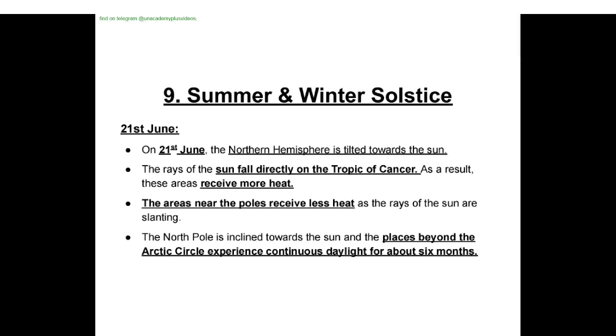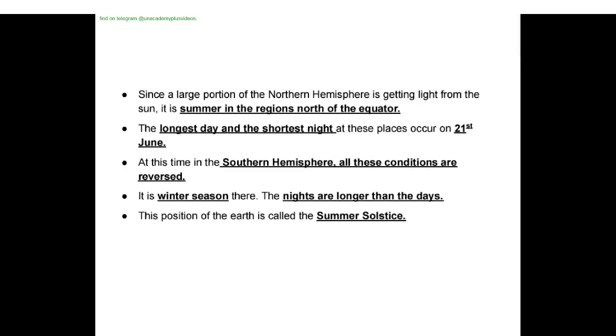The North Pole is inclined toward the sun, and the places beyond the Arctic Circle experience continuous daylight for about 6 months. Since a large portion of the northern hemisphere is getting light from the sun, it is summer in the regions north of the equator. The longest day and the shortest night at these places occur on 21st June.